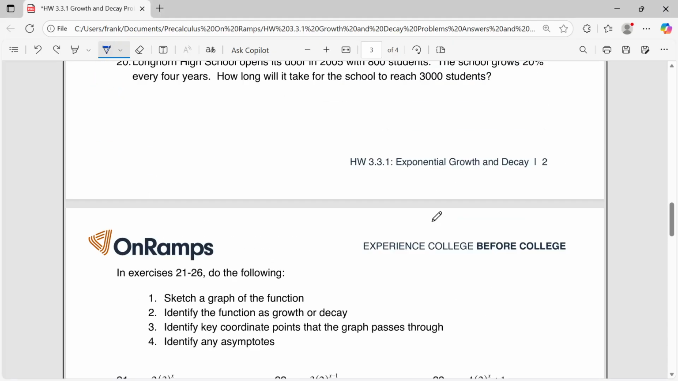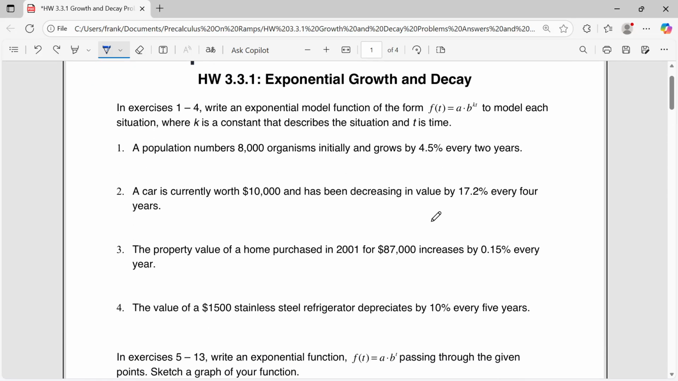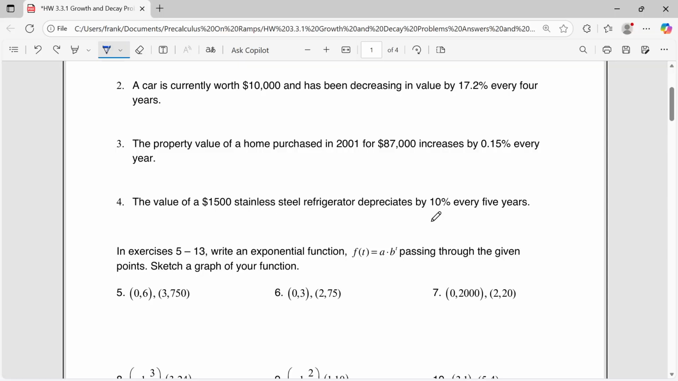This is Pre-Calculus Onramps Homework 3.31. I'm going to do one question from each section.